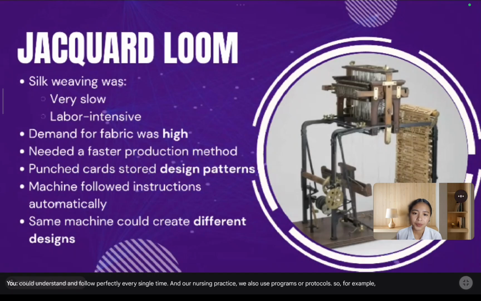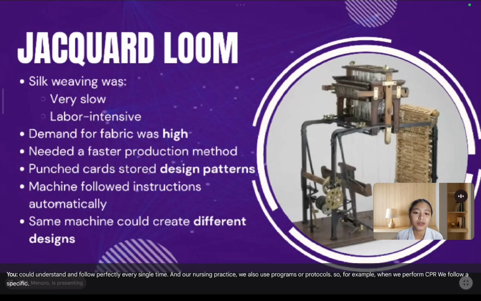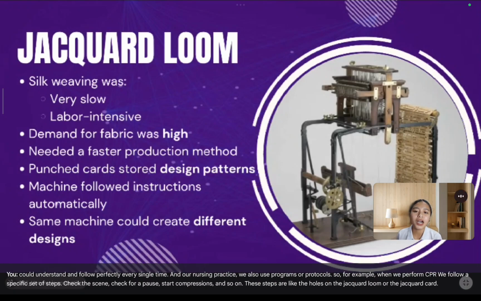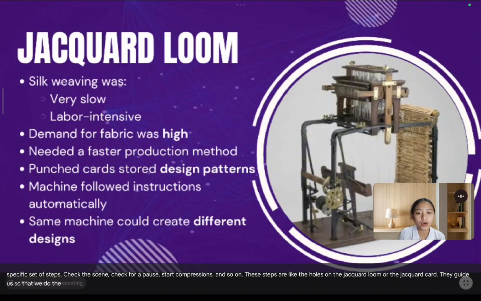So, for example, when we perform CPR, we follow a specific set of steps. Check the scene, check for a pulse, start compressions, and so on. These steps are like the holes on the Jacquard card. They guide us so that we do the job correctly, even when we are under a lot of stress. The Jacquard loom taught us that using a system makes work more efficient and reduces human error.